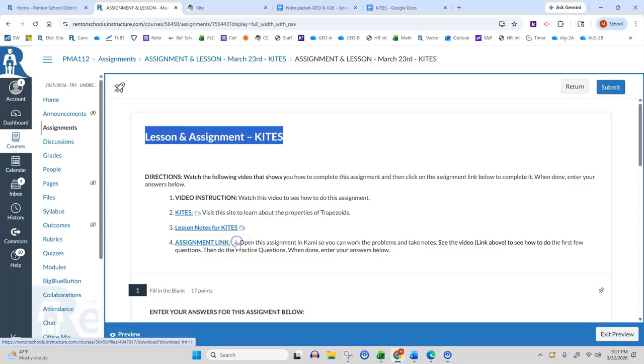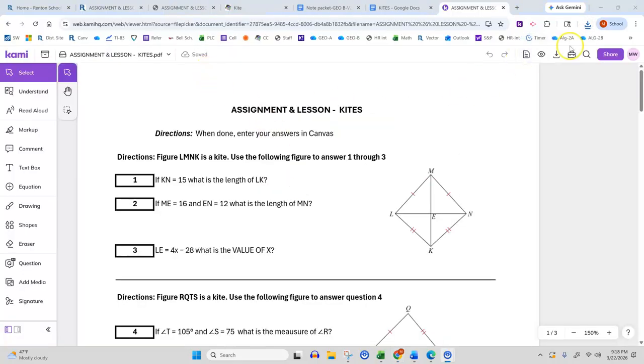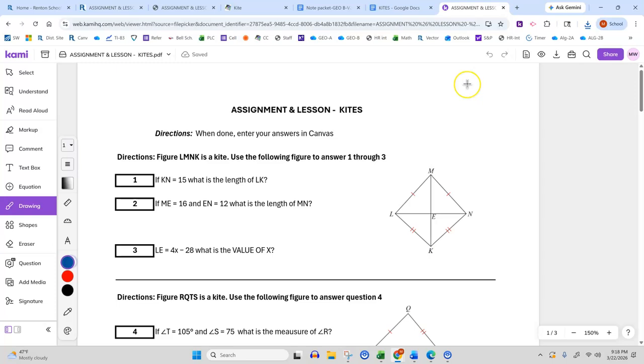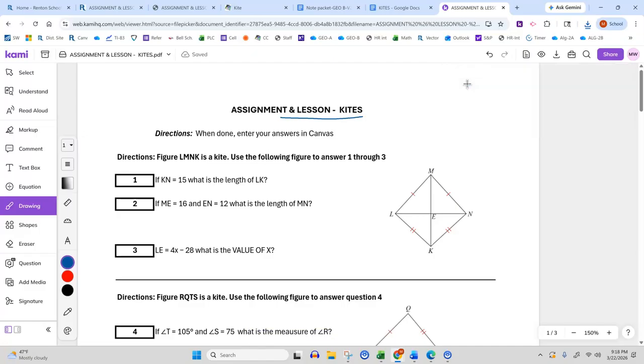Okay, so let's go ahead and open this up and make sure you open it in Kami. Okay, so here is our assignment today. Where is my marker? Okay, so here's my assignment on kites. The first problem we have is here, and it is saying that figure LMNK is a kite. So use the following figure to answer questions 1 through 3.